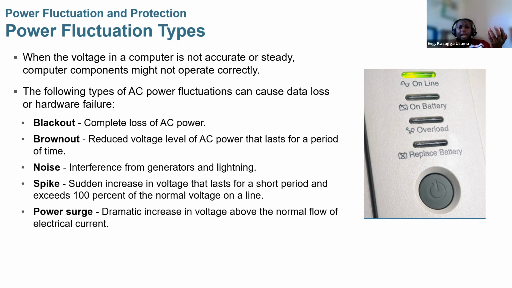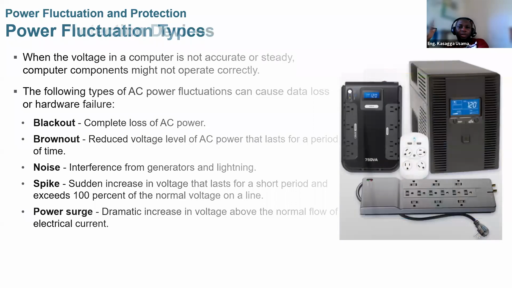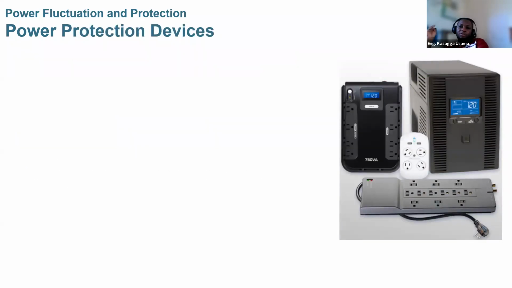These types of AC power problems can cause data loss or hardware failure: brownout, complete loss of power, or reduced voltage. Sometimes in Uganda, all of a sudden power goes off, and you get a lot of interruption. You may also have sparks, and the sockets may spark. These are all different types of dangers that you may get.